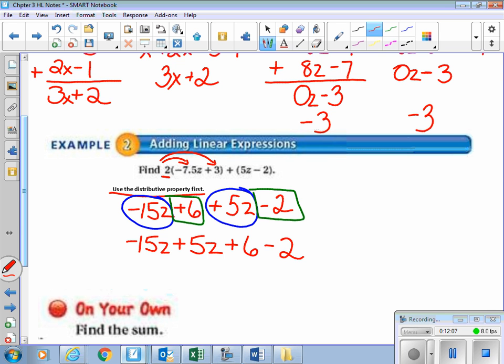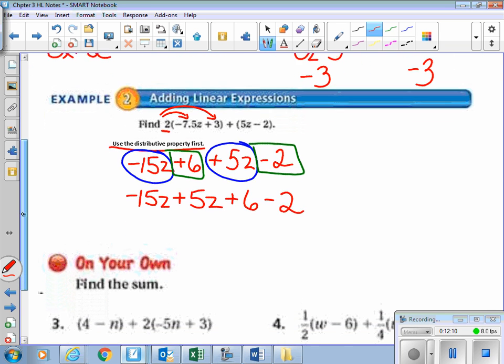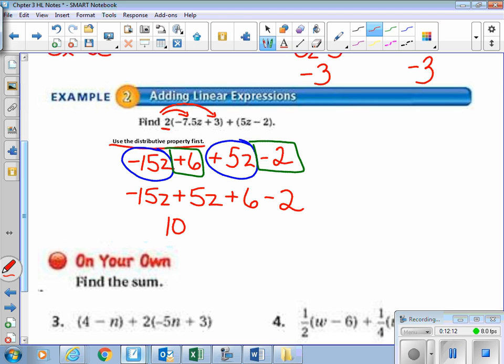Negative 15z plus 5z, my signs are different, therefore I subtract. That would leave me with 10z. Take the sign of the higher absolute value, which is here. Leaves me with negative 10z. And I have a positive 6 minus 2, which is a positive 4. Negative 10z plus 4 would be my final answer there. If you wanted to do it vertically, you could as well. Negative 15z plus 6 was my first expression, plus 5z minus 2, my second expression.